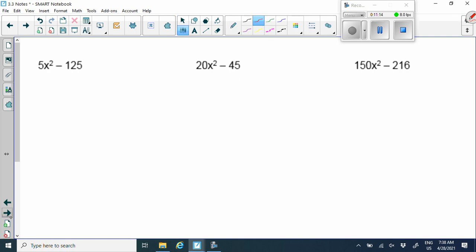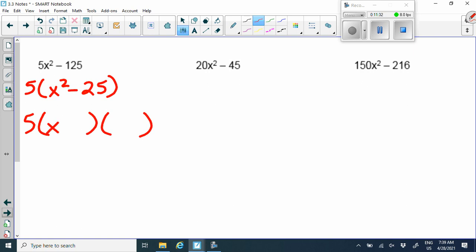Okay, let's look at the first one. 5x squared minus 125. They do have a 5 in common, so I got to take that out first. 5 divided by 5 gives me x squared, minus 125 divided by 5 gives me 25. Okay, bring down the 5, 2 sets of parentheses. Okay, x squared minus 25 is a difference of squares. I do x and x. Square root of 25 is 5. I have 1 plus, 1 minus, and this is my final factorization here.